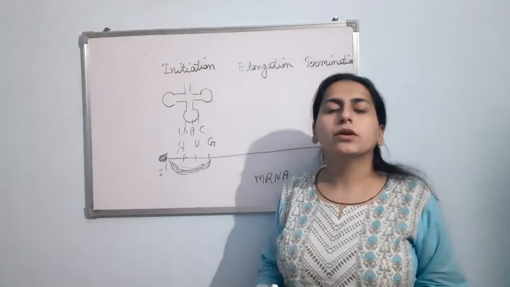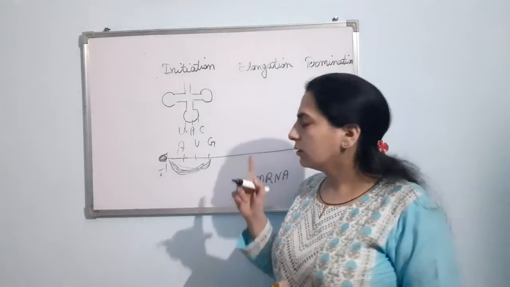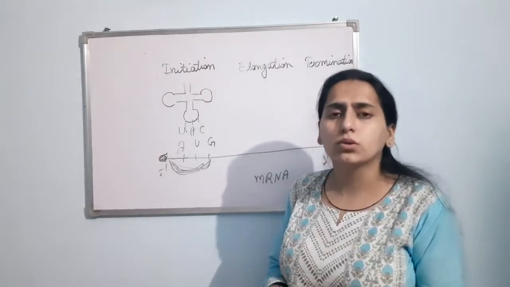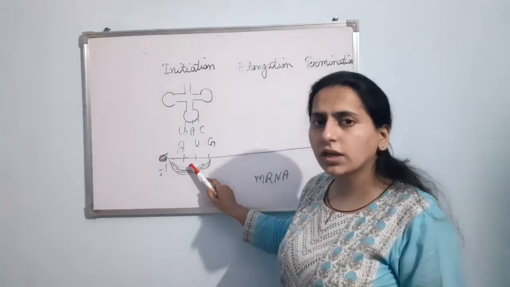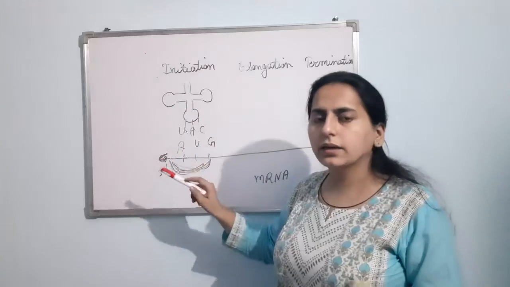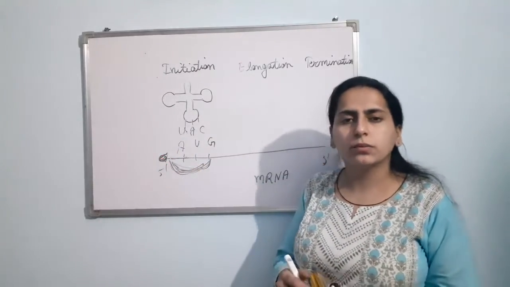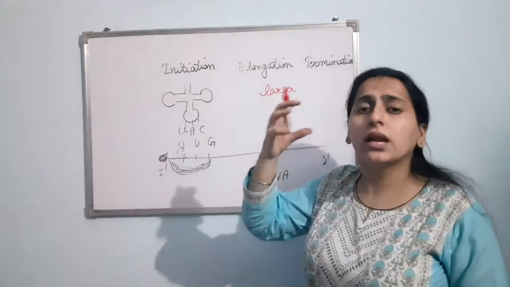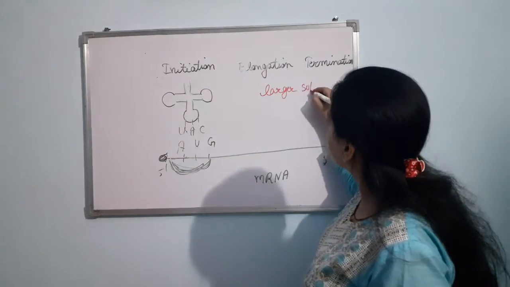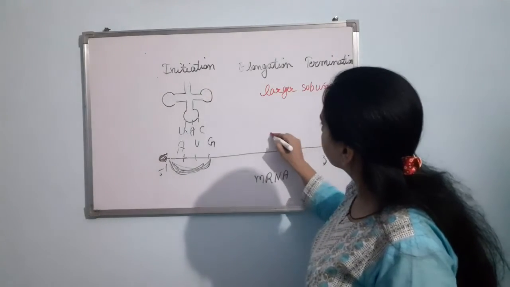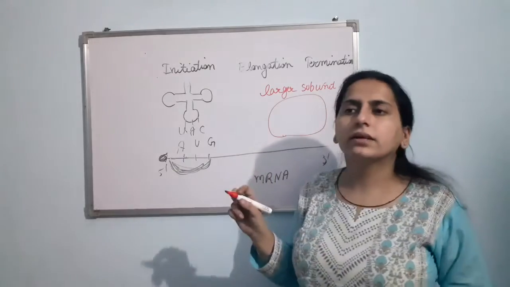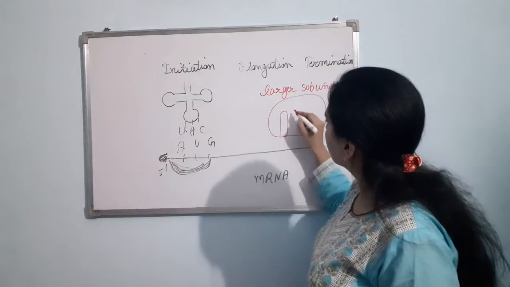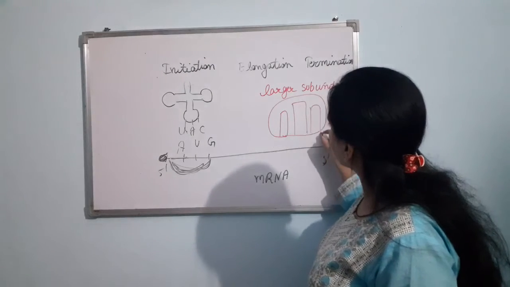The larger subunit of the ribosome will bind now. But before that, let me talk about the basic structure of the larger subunit of the ribosome. This is the smaller subunit of the ribosome, charged tRNA. Now we are left with the larger subunit. If I talk about its basic structure, it has three sites: E, P, A.